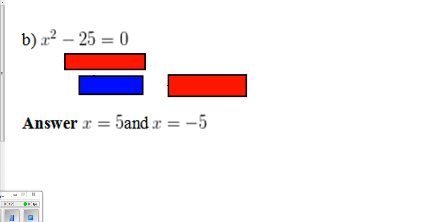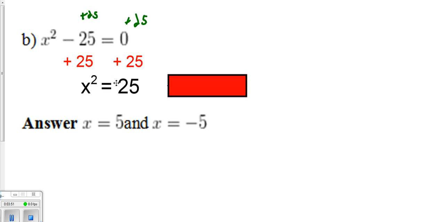Let's look at our next example here. We've got x squared minus 25 equals 0. Again, we're going to add 25. I'm going to write that above here. Add 25 to both sides of our equation. When we do that, it now looks something like this. There was the plus 25 and the plus 25. It now looks like x squared equals 25.